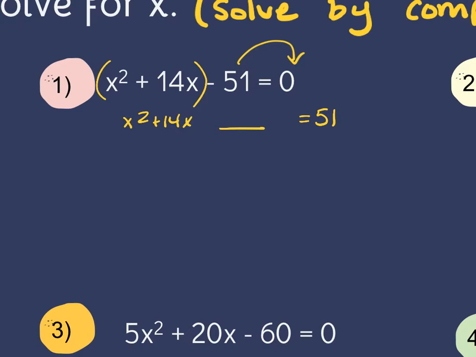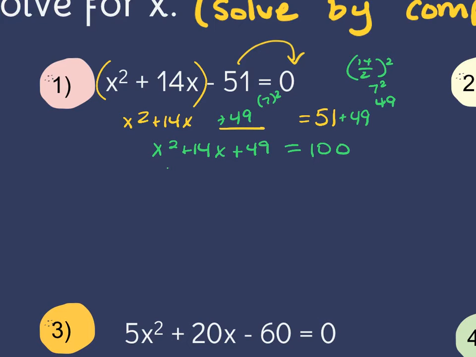To fill that space, I'm going to take, well, first of all, there's nothing attached to the x squared, so I don't have to take anything out. To fill that space, I'm going to take the 14, I'm going to divide it by 2. That's 7, and then square it. 7 squared is 49. I'm going to add it here and here. I get x squared plus 14x plus 49, which is the same thing as 7 squared, equals 100.